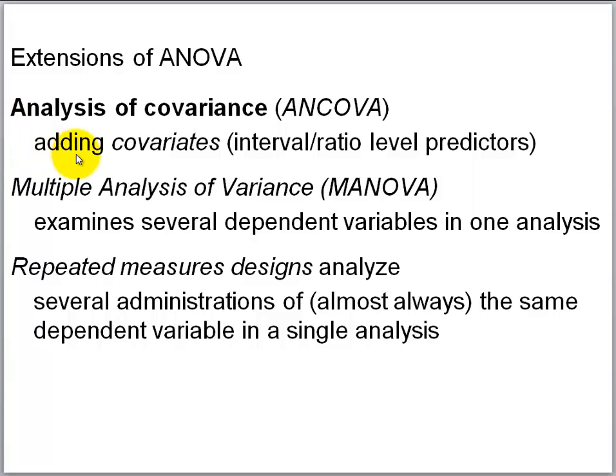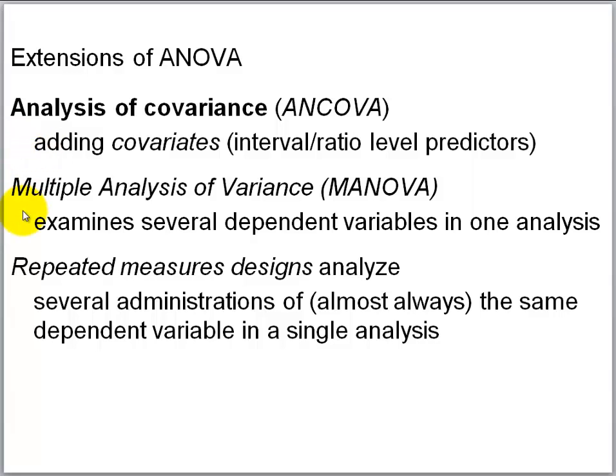So you can also add numeric predictors into an ANOVA. So for instance, you could perhaps add children's age, or perhaps the number of years that the child has been in the adoptive home.